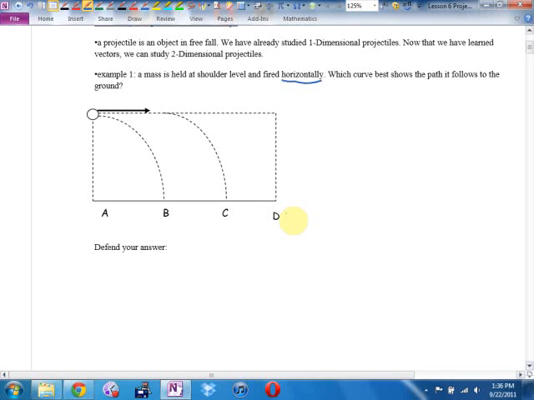Okay? And again, we're not talking about something like a frisbee, which has a different type of aerodynamics with the air resistance. We're talking about nice, round, aerodynamic projectiles. Yeah, the correct answer here is B.